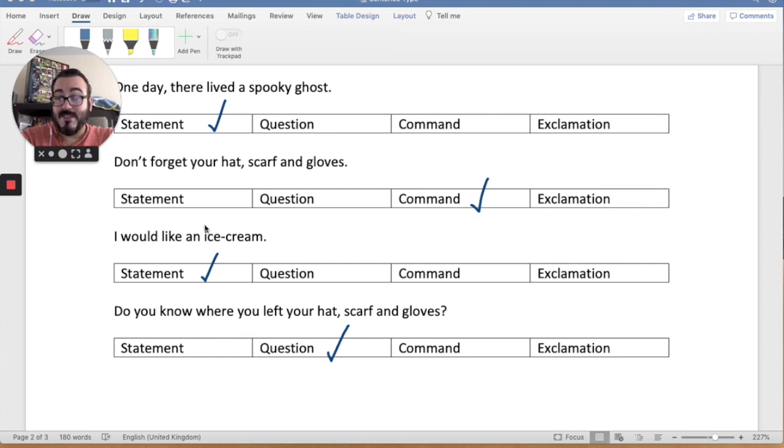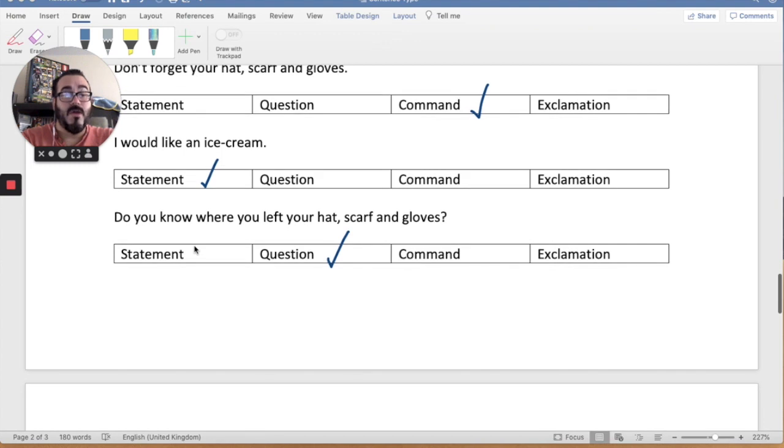I would like an ice cream. Well, that's a statement. That's telling us something. Do you know where you left your hat, scarf, and gloves? It's got commas in a list, and it's also a question. I'm sure you did really well with that challenge. Pause now, and in a minute, we're going to do a bonus challenge.